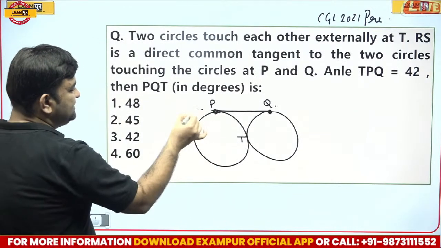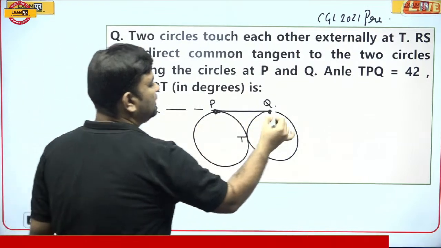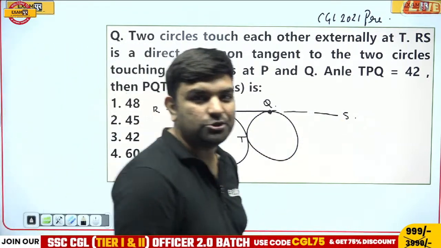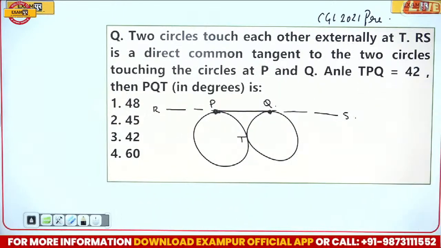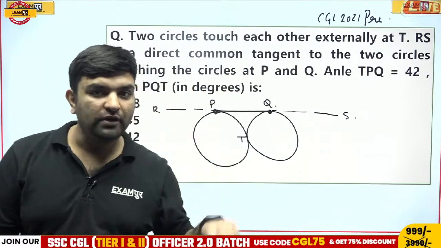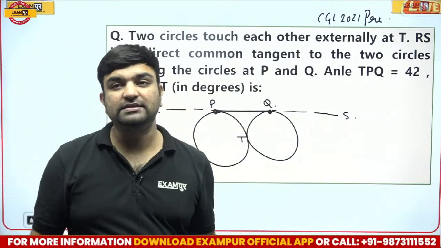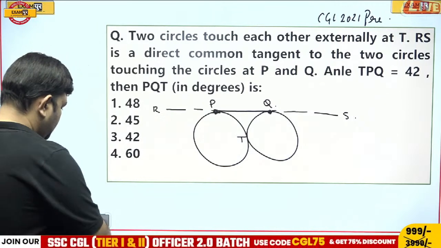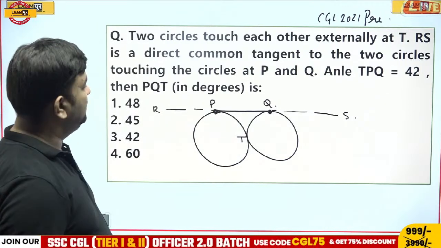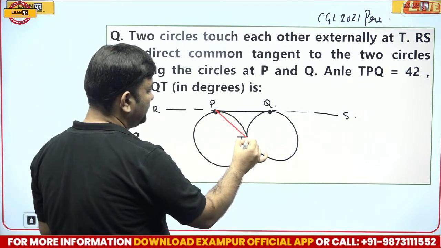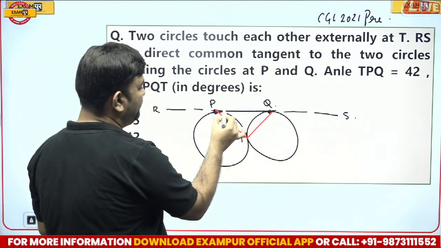It might be a tangent like R here, S over here. So these R and S are not of importance to us. The points which are important to us are P and Q, and I am 100% sure, without even seeing the question, that they would not be using R and S further. The angle TPQ is 42.